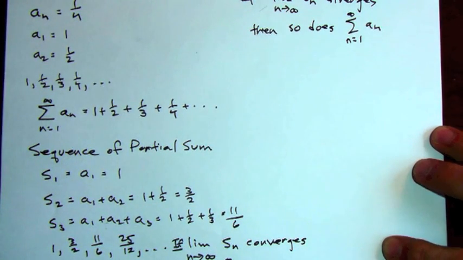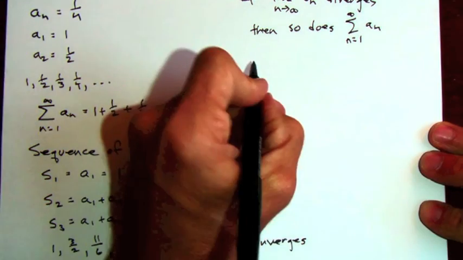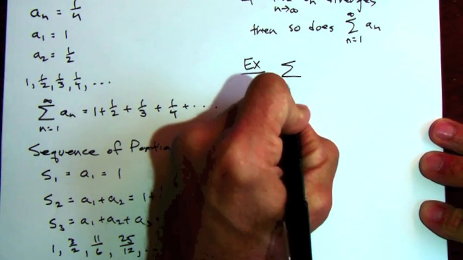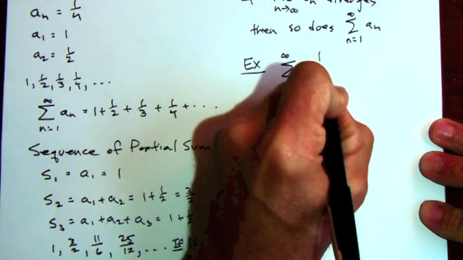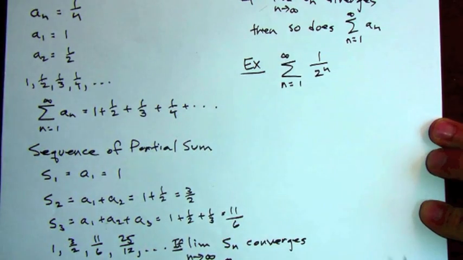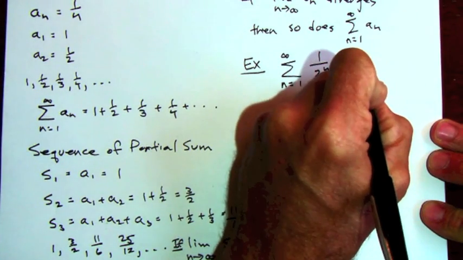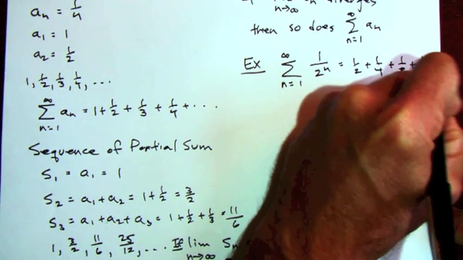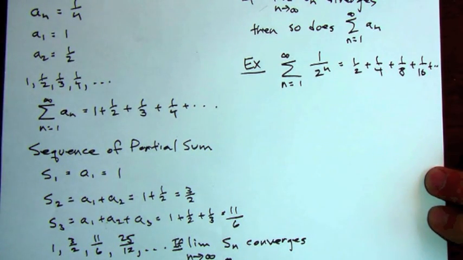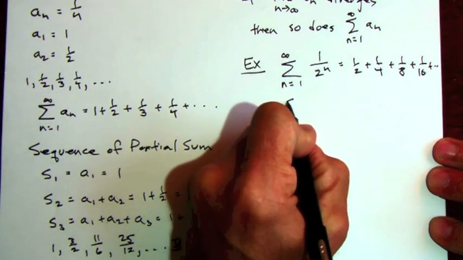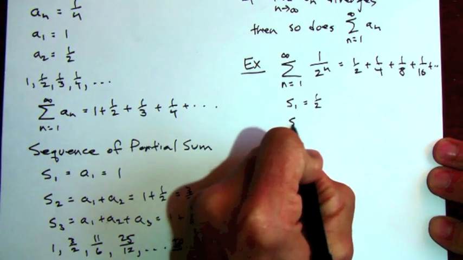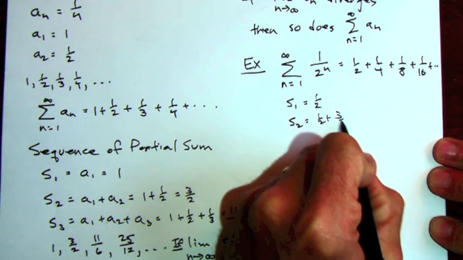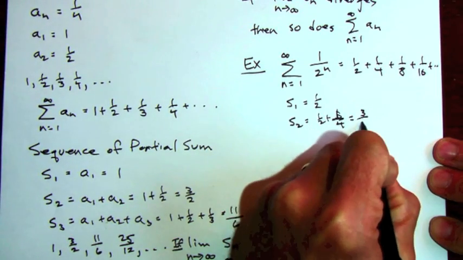Okay, so let's look at an example. What if I look at this particular series, n equals 1 to infinity of 1 over 2 to the n? All right, so what is that going to look like? Well, when n is 1, I have 1/2. When n is 2, I have 1/4, plus 1/8, plus 1/16, and so on. It goes on to infinity. So let's look at the sequence of partial sums. So the first one is just 1/2. The second is 1/2 plus 1/4. It equals 3/4.